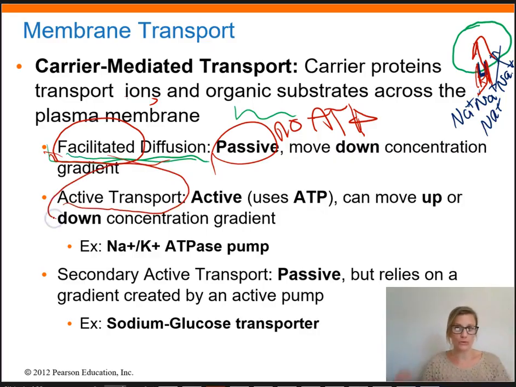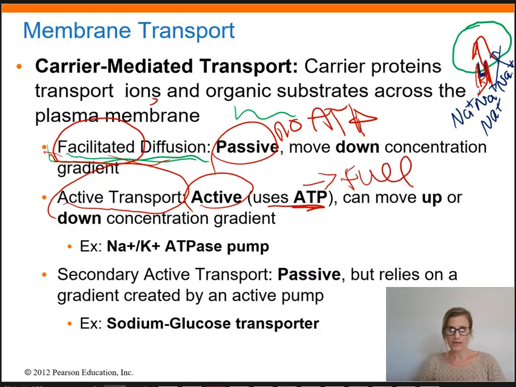Active transport now is still moving things across the plasma membrane with a protein, but in this case, it is active. This is not just passive going down the concentration gradient. This is an active process that the cell burns fuel to do. It doesn't naturally happen. So the cell has to use ATP, right? Remember, ATP is like the cellular fuel. The cell has to use that fuel in order to move these things across the plasma membrane.